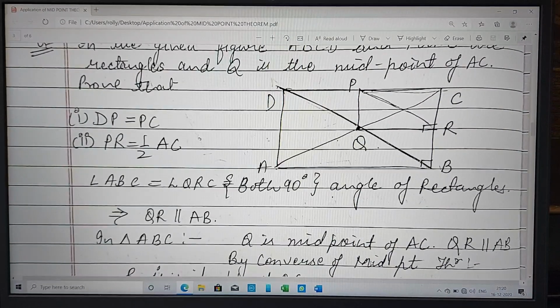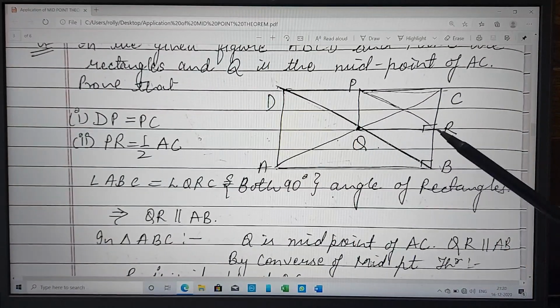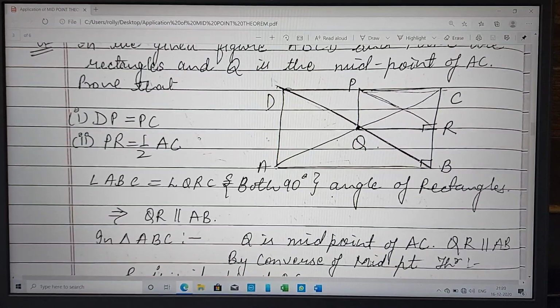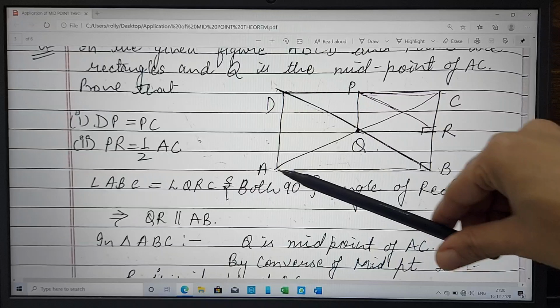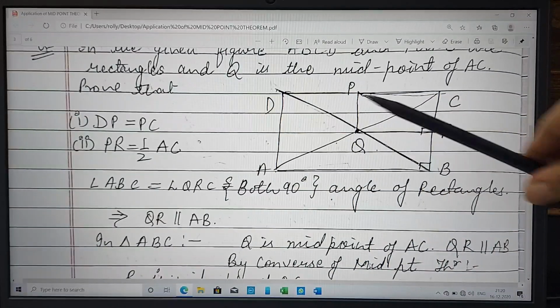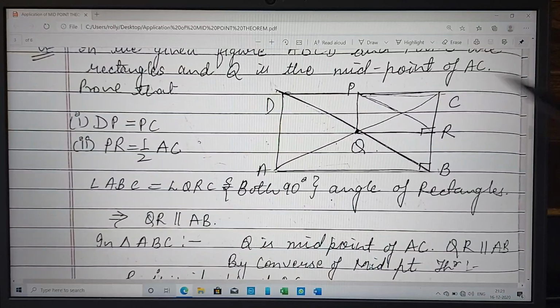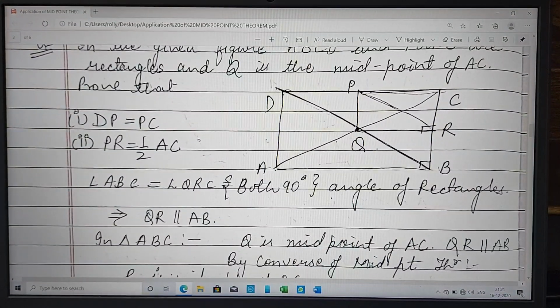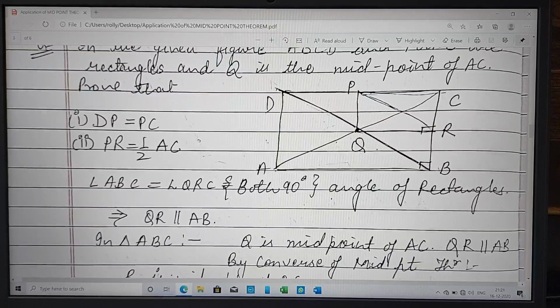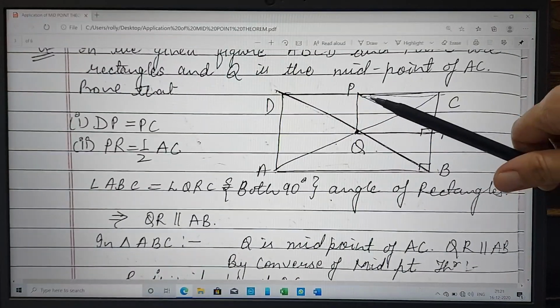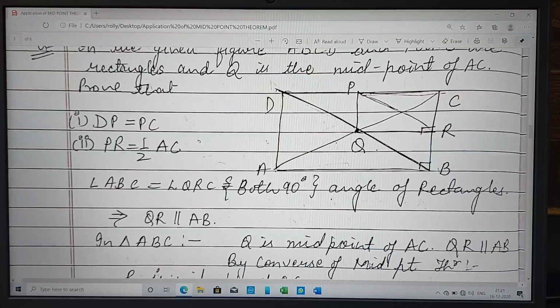Yes, PC and QR will be equal to each other. Why will PC and QR be equal? Because QR was not asked. It is asked that PC is equal to DP. So QR is equal to half AB, or we can write QR is equal to half CD. Now QR is equal to PC. Why? Because PCRQ is also a rectangle. So QR will be equal to PC. So indirectly we have proved that PC is equal to half CD.